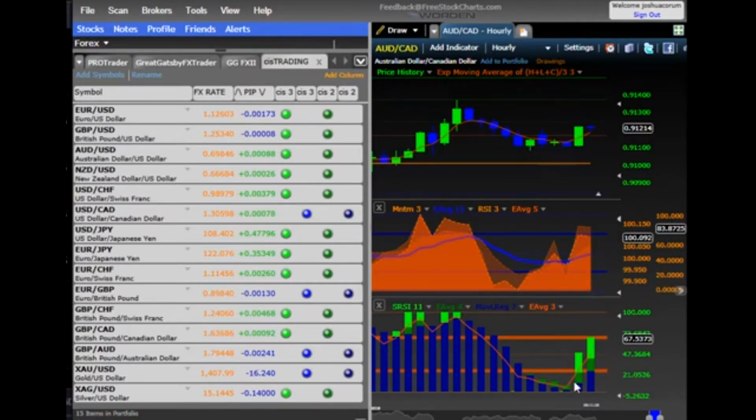I do have buy signals, and you can see right away we pop up to that 100% level. What I would like to see is some price to follow through and give some lower end strength to that move. So we're going to watch this on the hourly.